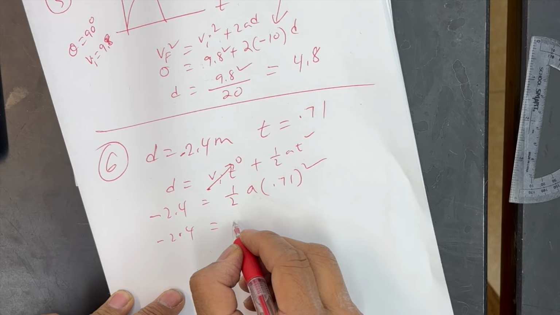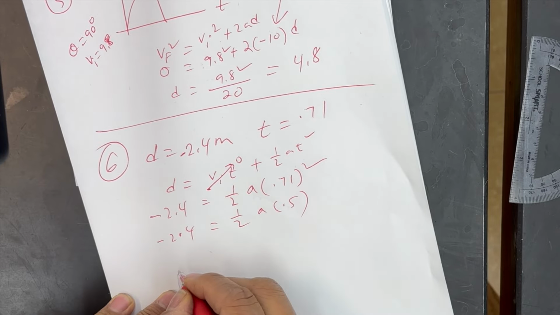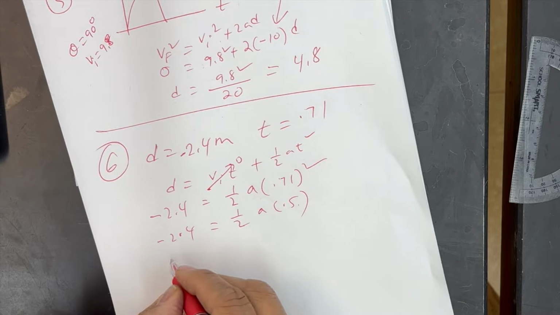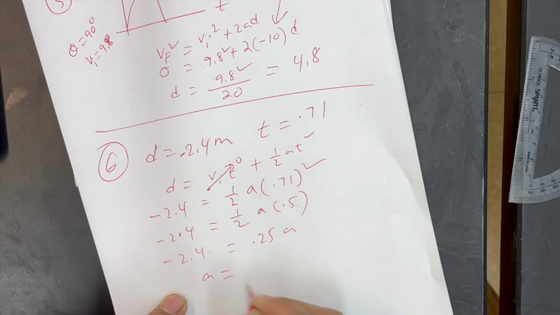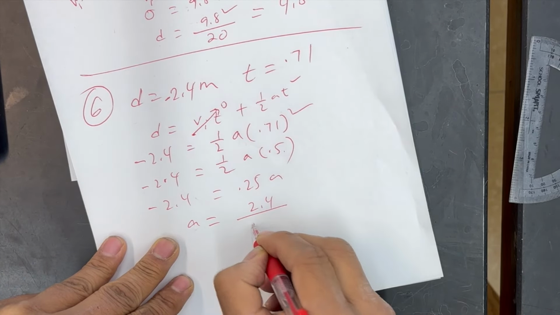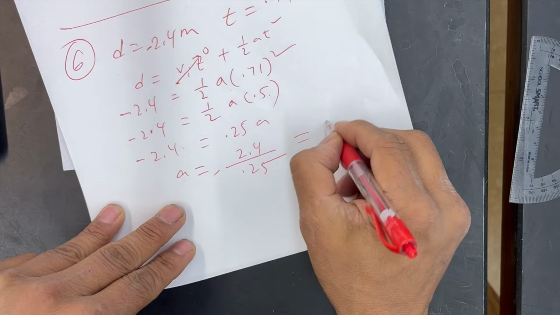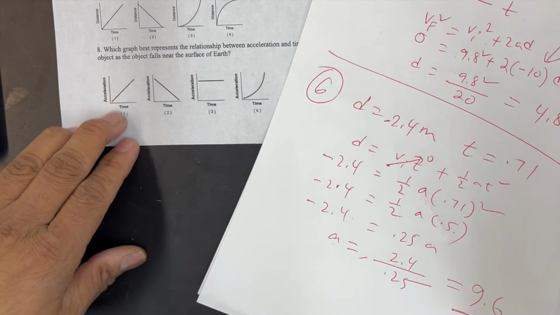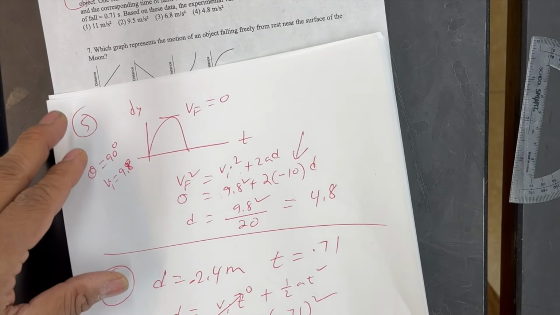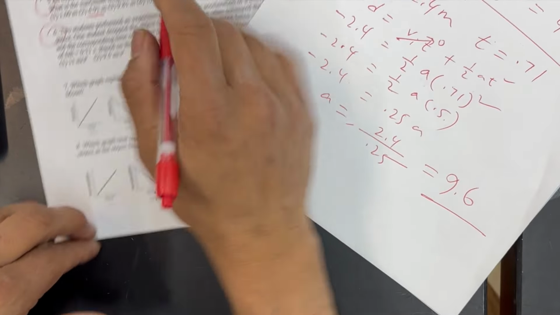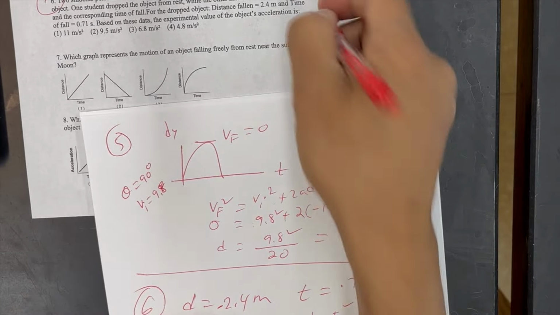So you get negative 2.4 is equal to, 0.71 squared is, I believe, 0.5. So half of 0.5 is 0.25. So negative 2.4 is equal to 0.25a. So a is equal to 2.4 divided by 0.25, negative. It doesn't matter, because in the answer choices I did not give you a negative option. So 9.6. Is there any 9.6 for this question? Yeah, 9.5. So 9.5 is closest to the answer. So you're going to choose 9.5, option 2. Okay, number 7.